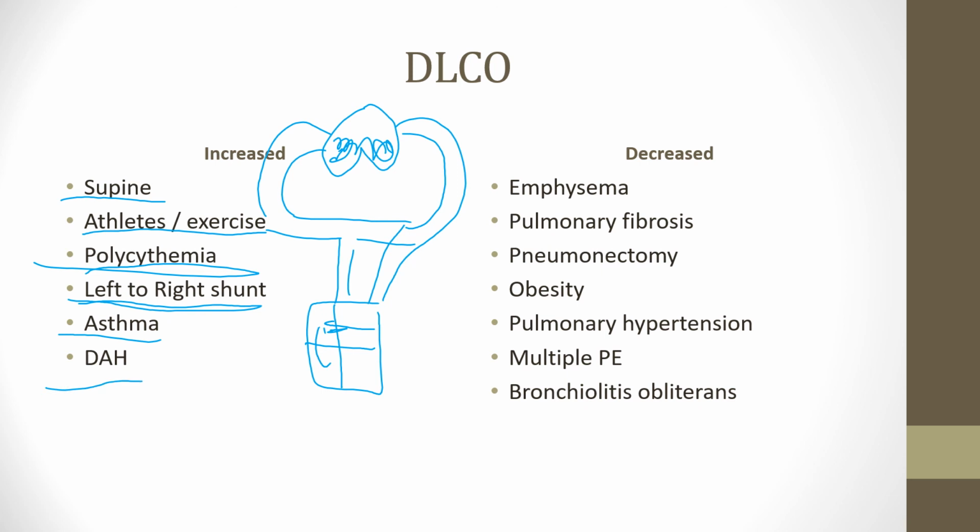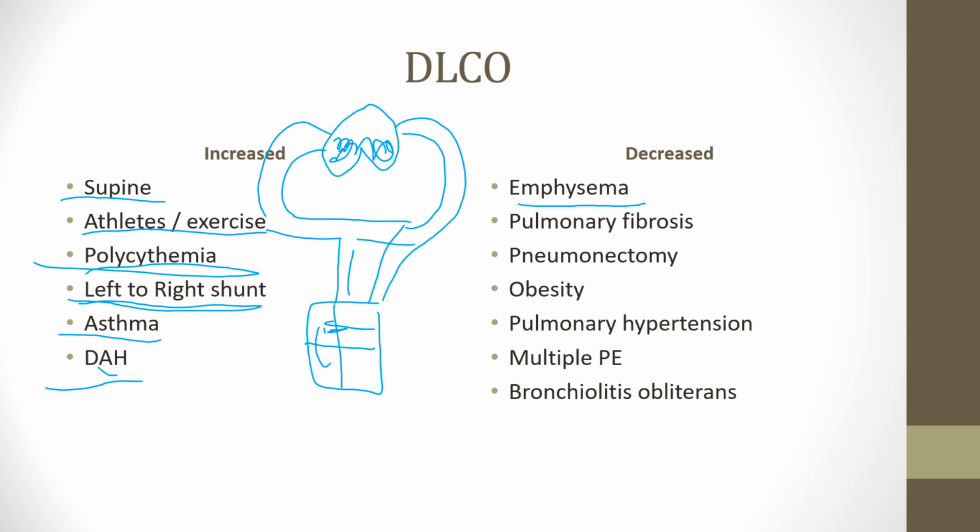DAH is diffuse alveolar hemorrhaging. We'll talk about that one later, but with diffuse alveolar hemorrhaging, you're literally hemorrhaging into your alveoli. So there's more red blood cells and hemoglobin that are actually bleeding into your respiratory zone, and therefore more hemoglobin available, it would increase your DLCO. Well, what decreases your DLCO?